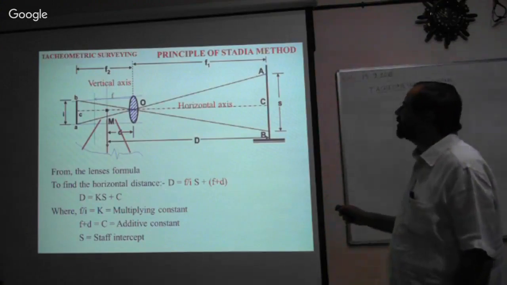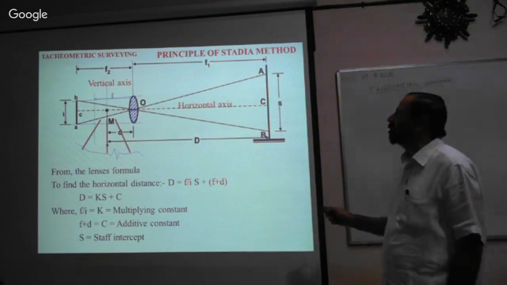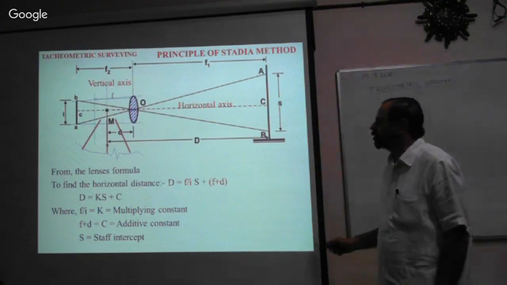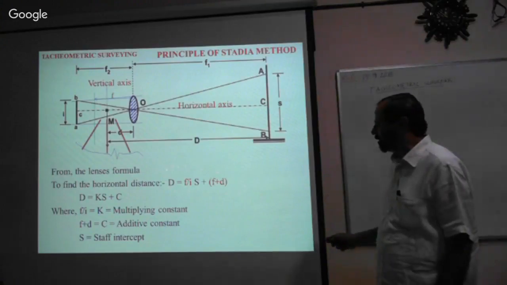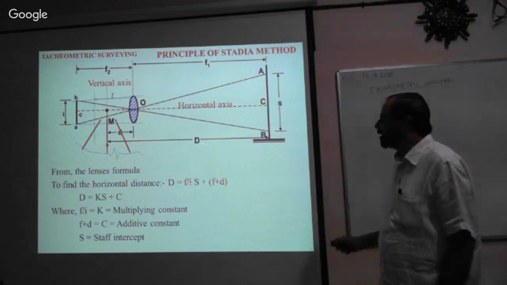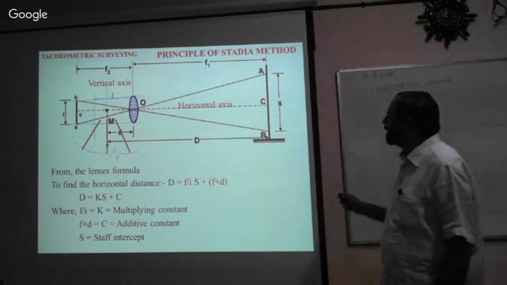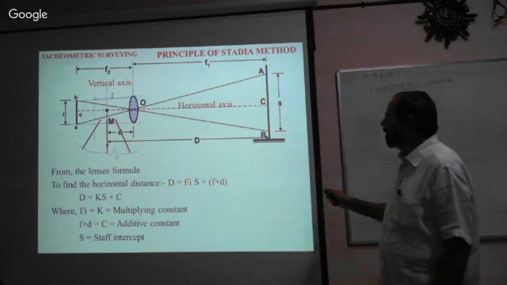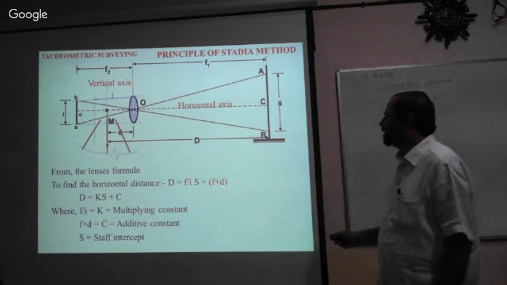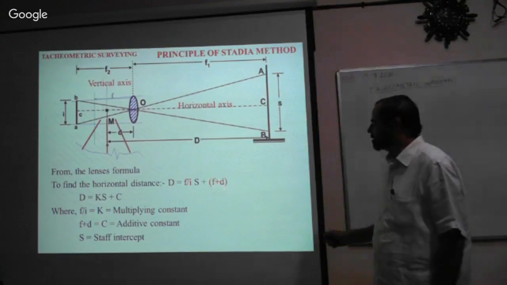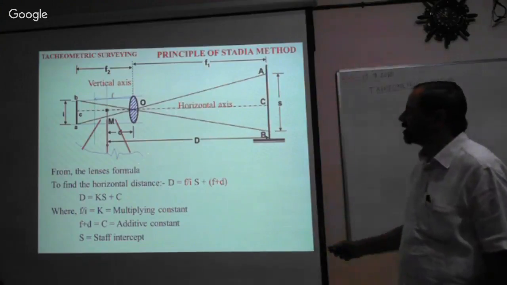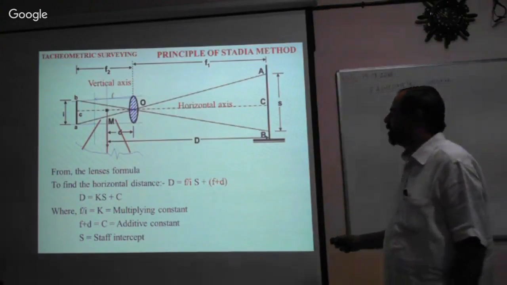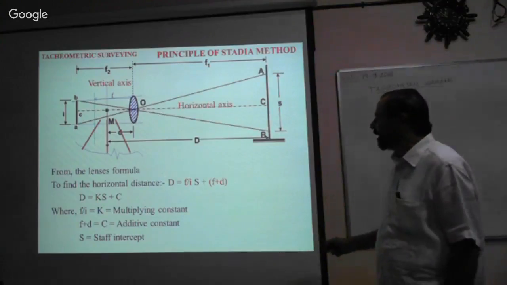Now when tacheometry comes into picture, when we discuss tacheometric surveying, one should know that the horizontal distance D is equal to, please remember, the multiplying constant multiplied by the staff intercept S, plus F plus D. Now this is also the instrument constant. Isn't it? This is called the additive constant. Now this is derived from the lens formula. Now let us understand only this much with respect to this equation.